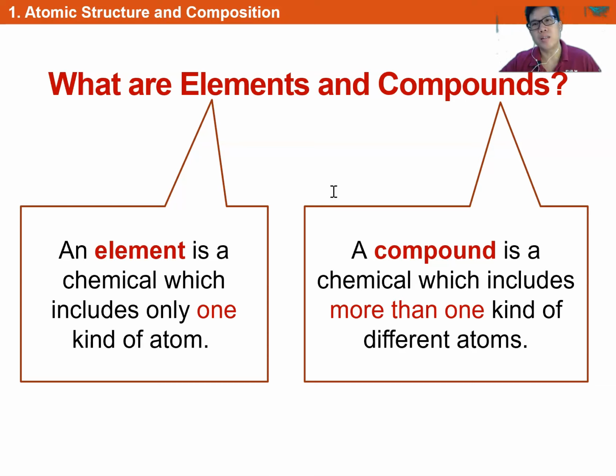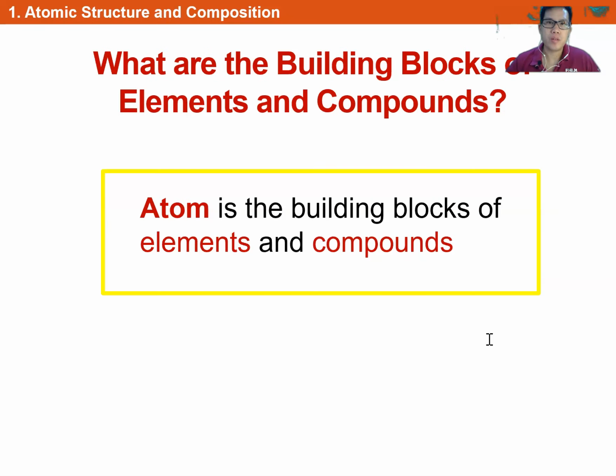These are some terminology to differentiate. When we talk about elements, it is a chemical which includes only one kind of atom. But when you talk about compounds, it is more than one kind of atom staying together. So what are the building blocks of all these elements and compounds? The basic building block is actually atoms. Everything you see now is made of atoms.